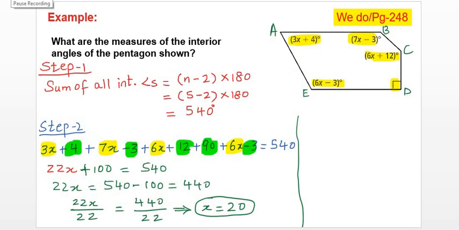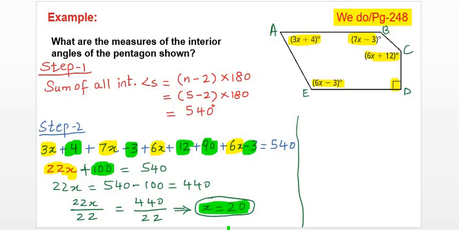So here is the solution for this equation. As you can see, I have highlighted the x values with the yellow color. So it's 3x plus 7x plus 6x plus 6x, which gives us 22x. And the green ones are the whole numbers. You add and subtract them, and it gives us 100. Then you move that 100 to the other side and solve for x, and we get the value of x is 22.